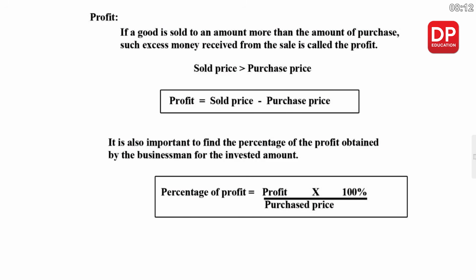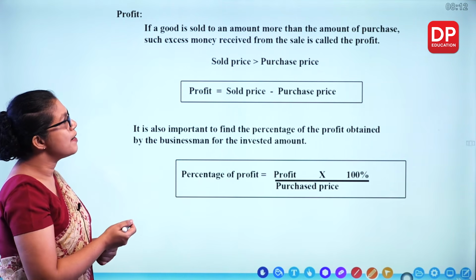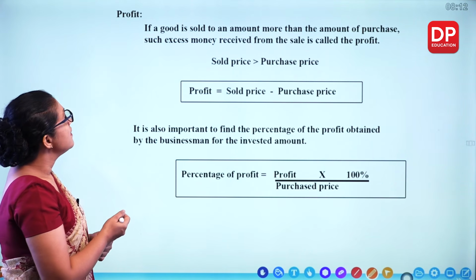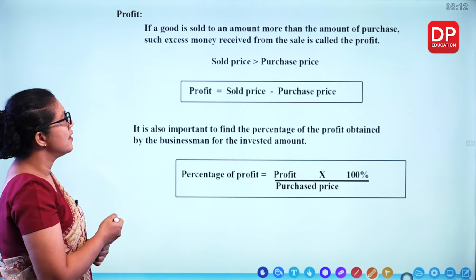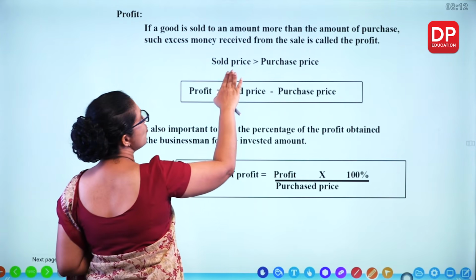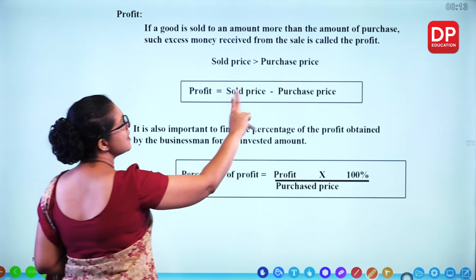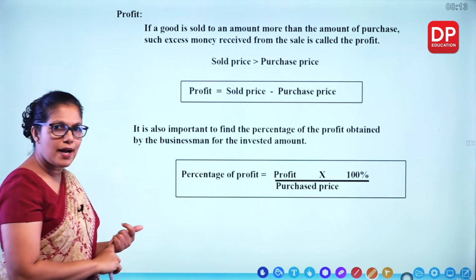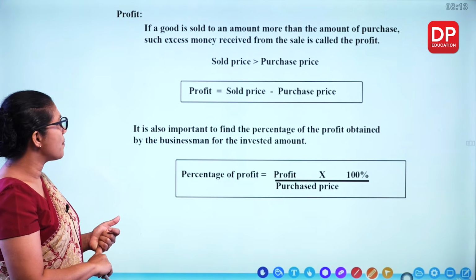So, what is the profit means? If a good is sold to an amount more than the amount of purchase, the excess money received from the sale is called the profit. So, here selling price, sold price is greater than the purchased price. Profit is the difference between the selling price and the buying price. Buying price is same as the purchase price.